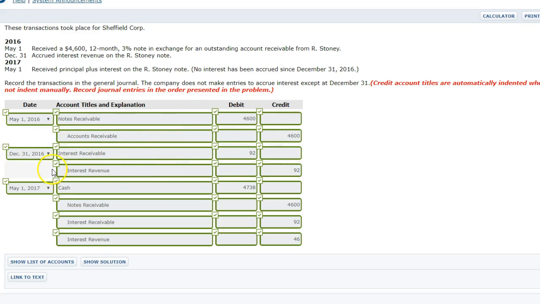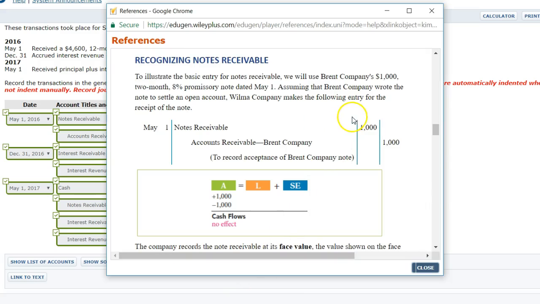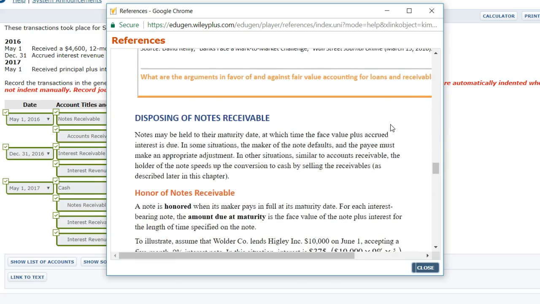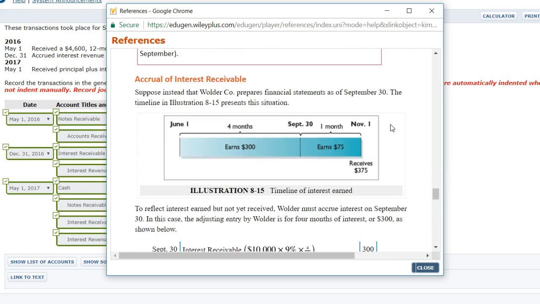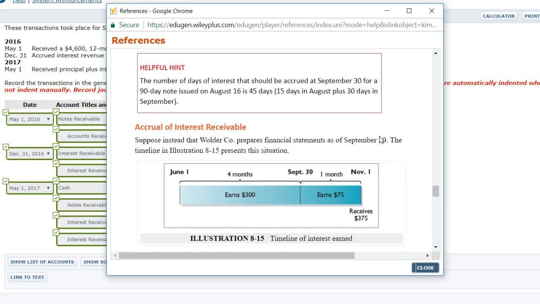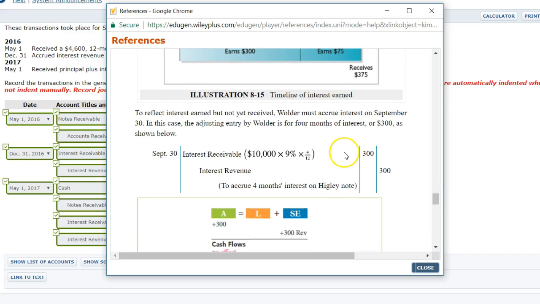Next, on December 31st, 2016, we are supposed to journalize accrued interest. And again, if we open up the same link to the text window, we can scroll down and it will show us how to journalize accrued interest revenue. Go down a little bit further. Here we are. Okay, the accrual of interest receivable. So that we would receive some interest. So what we would do is we would debit interest receivable and we would credit interest revenue.